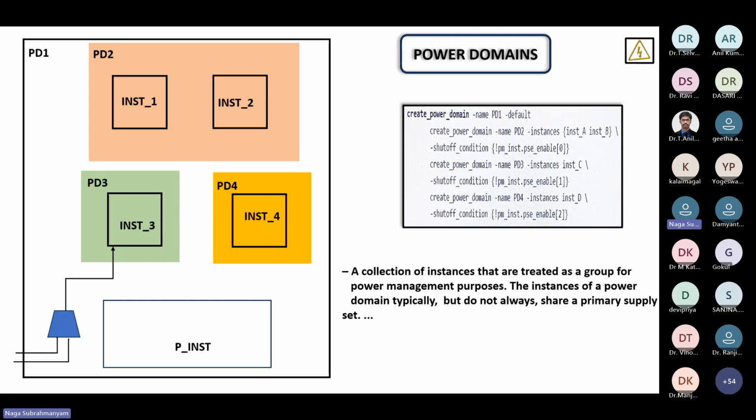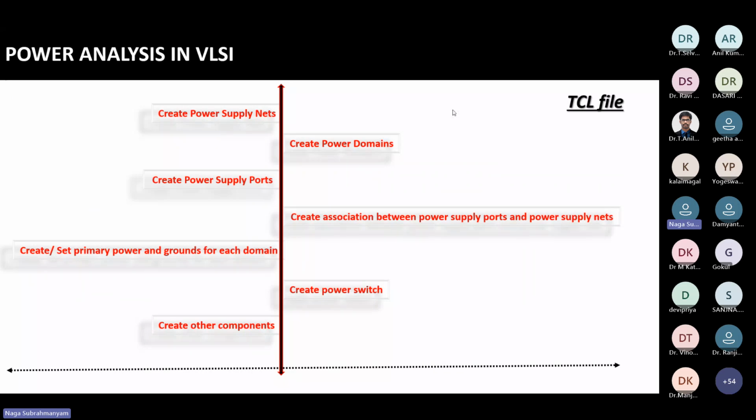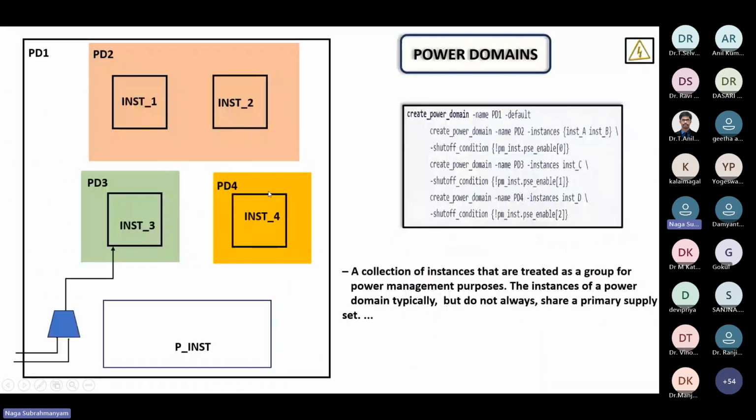See, the supply sets, you remember, right? These power supply nets, power supply ports. These power supply ports and nets are different from domain to domain. So the power is switching from one domain to another domain. It will switch through the power ports, through the power supply nets. Before you create this domain in the UPF, you have to create how many supply nets are required, how many supply ports are required in the UPF. You have to write all those things.